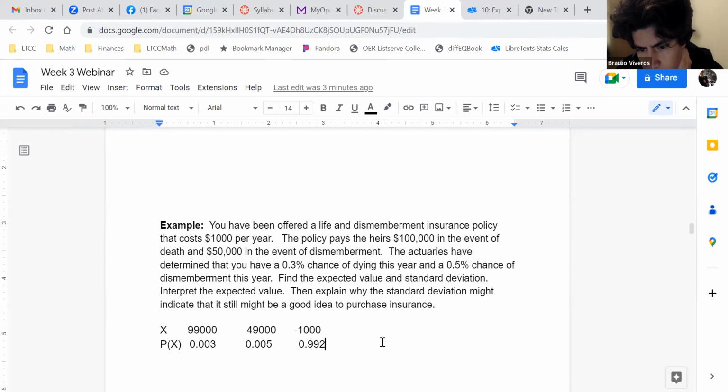Yeah. What says the actuaries have determined 0.3% chance this year? And yeah, this is for this year. And 0.5% chance this year. In the paragraph, it says this year twice. This year, 5%. One's dying and one's dismemberment. Oh, gotcha. Yeah, so they're different things. And we're going to assume both don't happen together. End of the year, they pay. If you die, they give you more than if you're dismembered and then die. Okay. Any questions on this example?